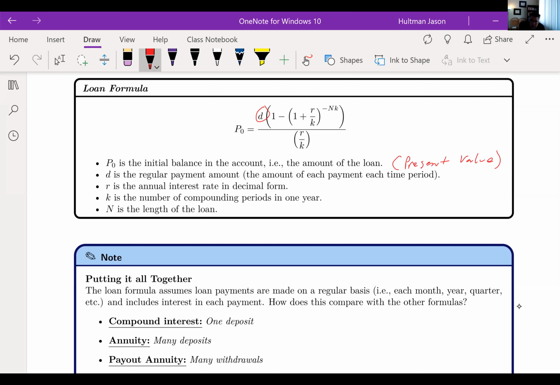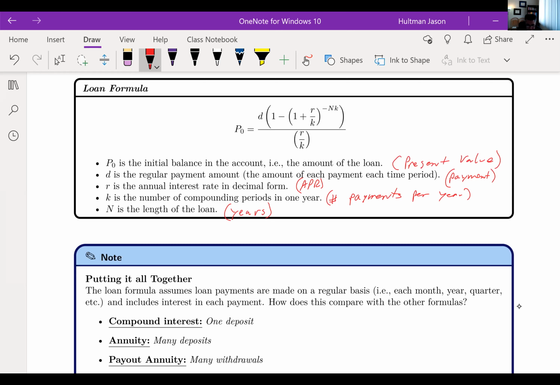R is the annual interest rate, or the APR. K is the number of payments per year. And N is the length of the loan, and that's in years. So, years of the loan. Okay, putting it all together. Again, I'm not covering this.